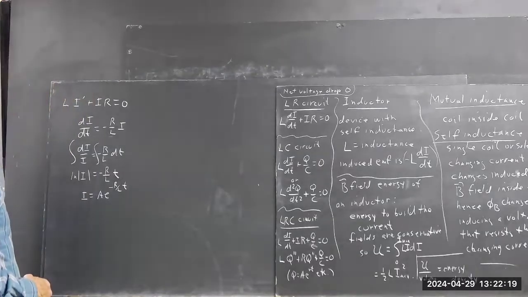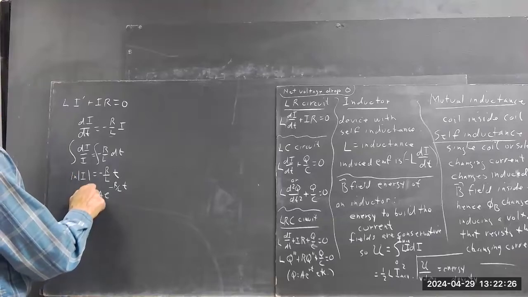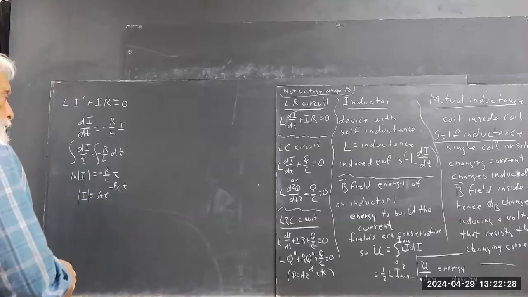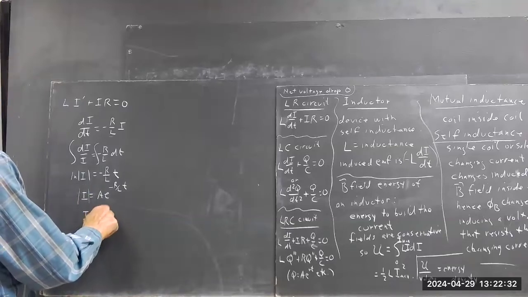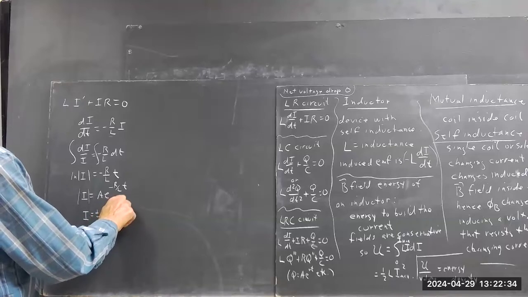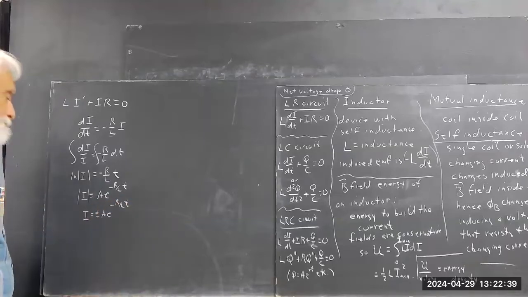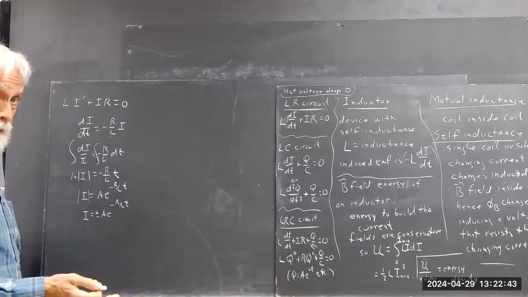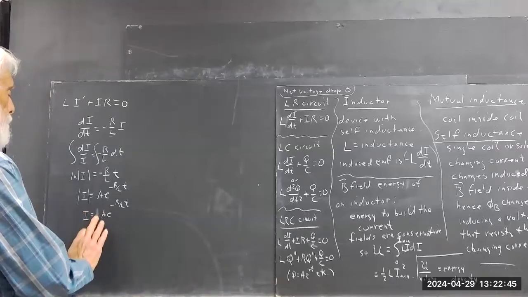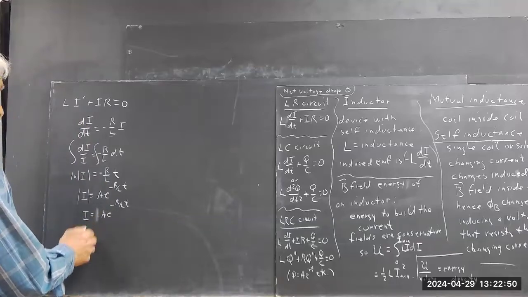Now we say the absolute value of I. So I suppose we ought to say the absolute value of I equals A e to the whatever. So that I could be plus or minus A e to the negative R over L t. Or we could just say that A is any real number, which means A could be positive or negative. So then we don't have to put the positive or negative in. All right. Well, there it is.